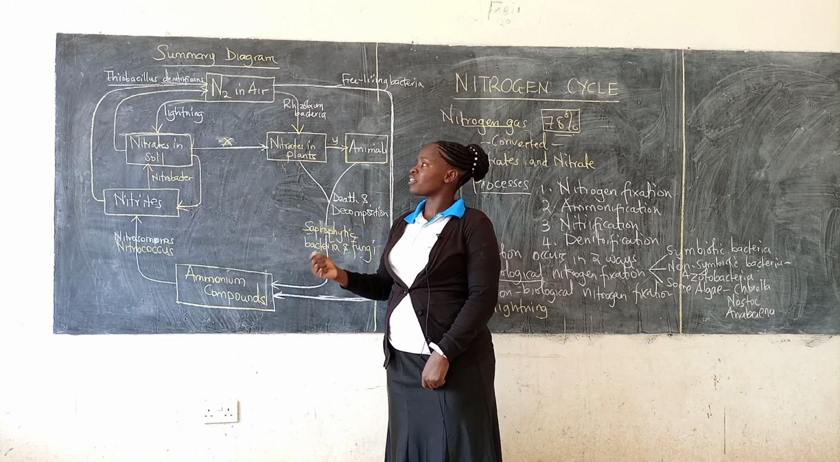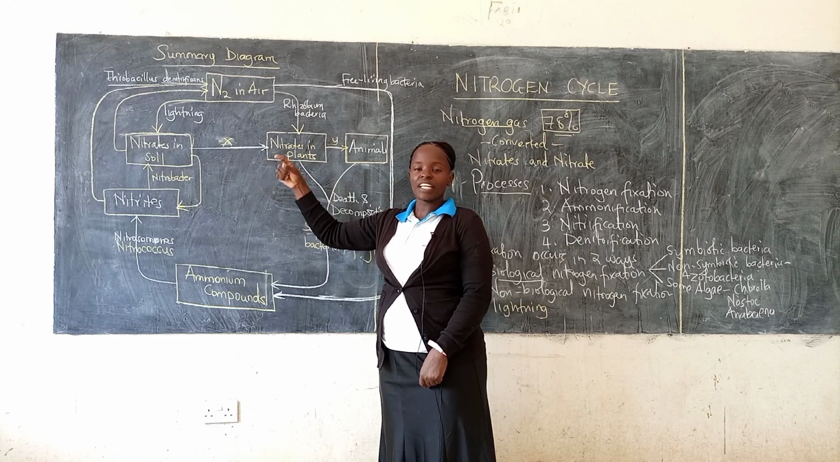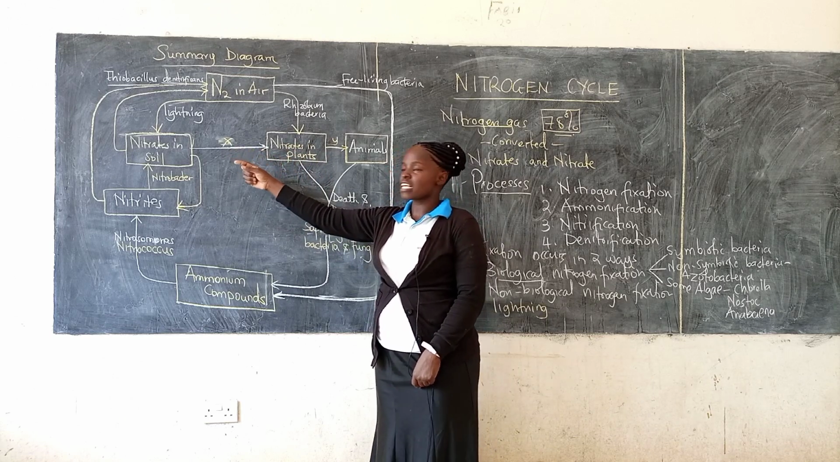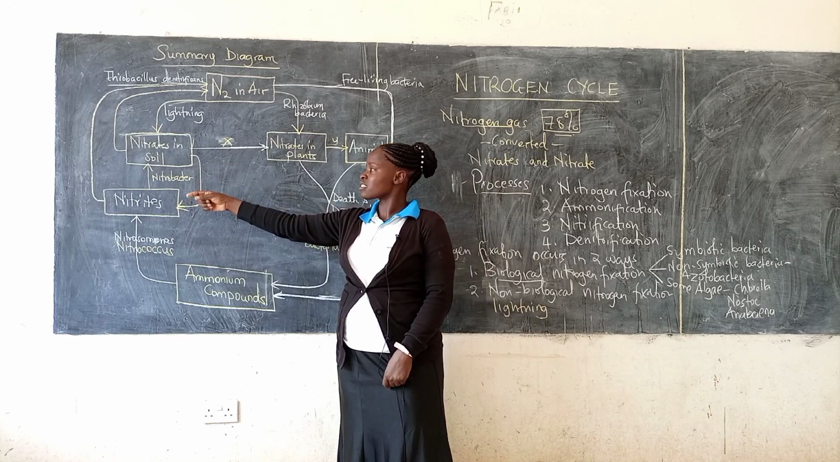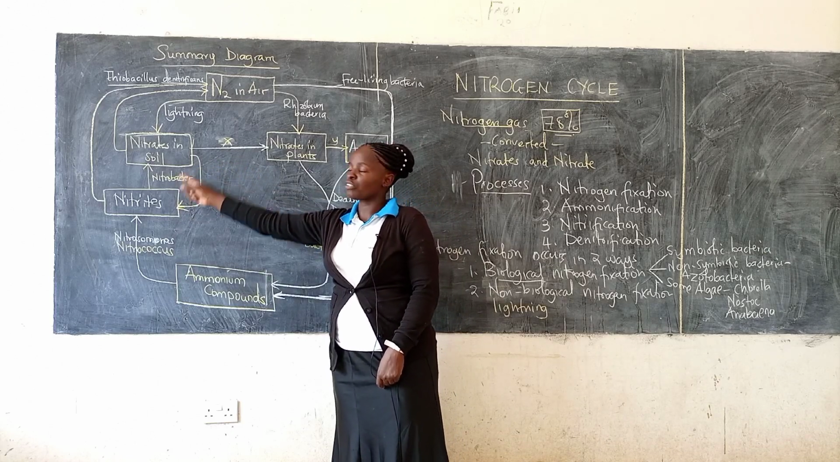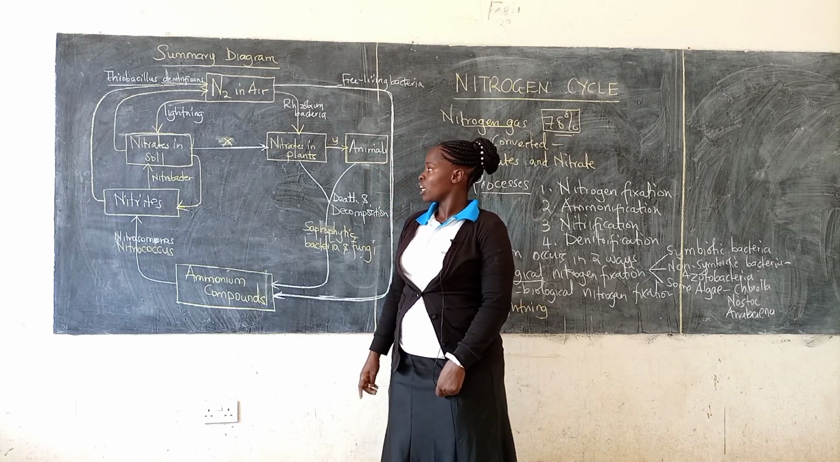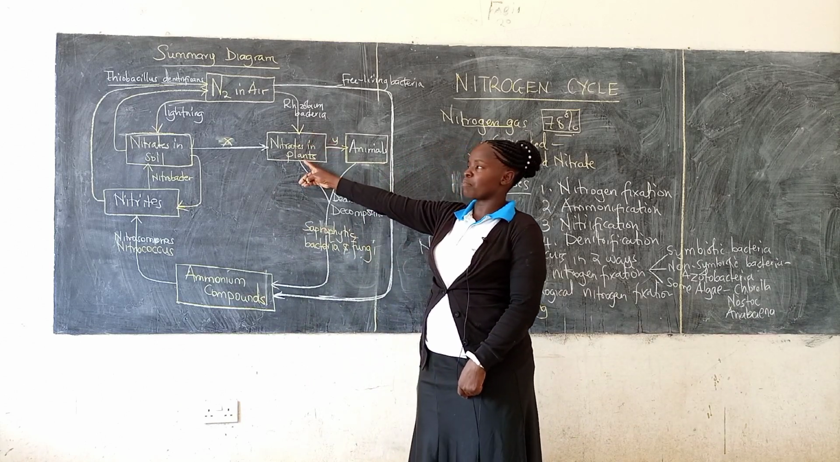The third method is through lightning. When the energy from lightning combines nitrogen gas together with oxygen, they form weak nitric acid, which combines with the chemicals in the soil to form nitrates in the soil. So nitrates are now found in the plants.